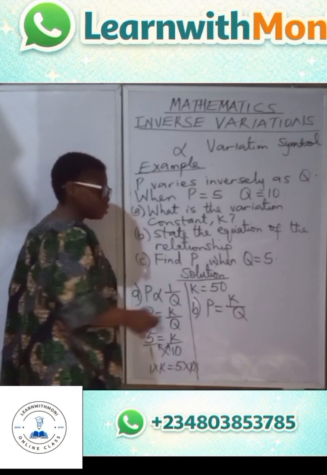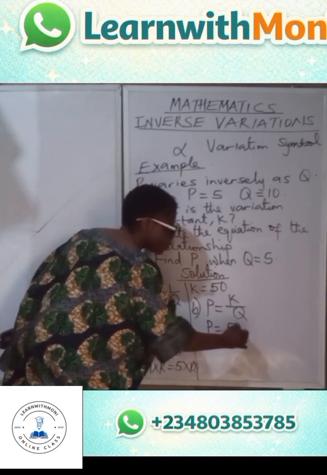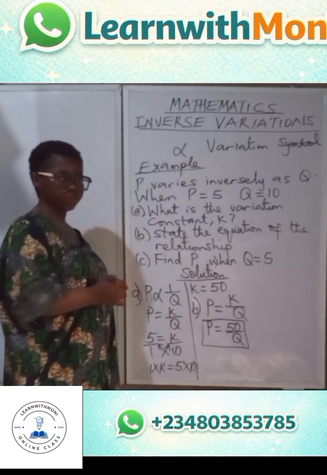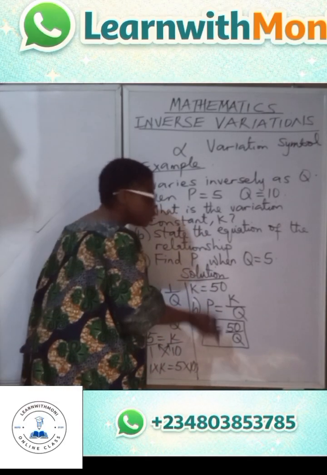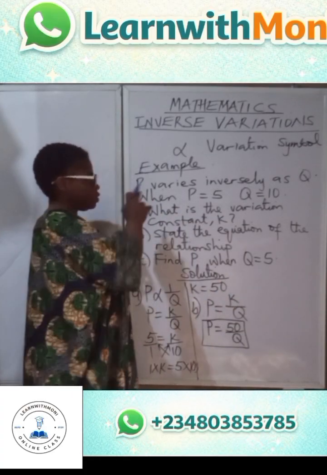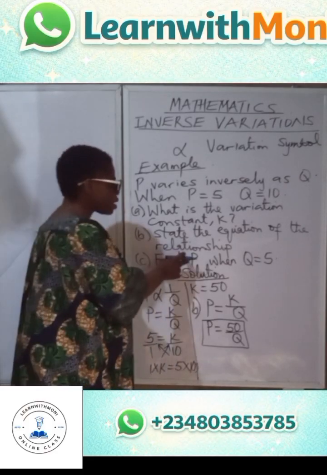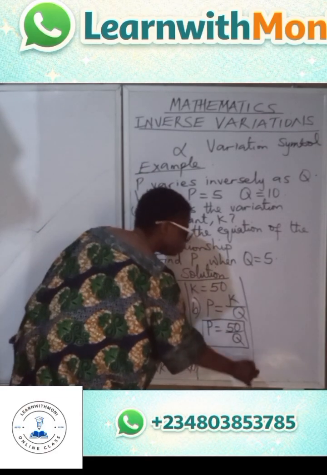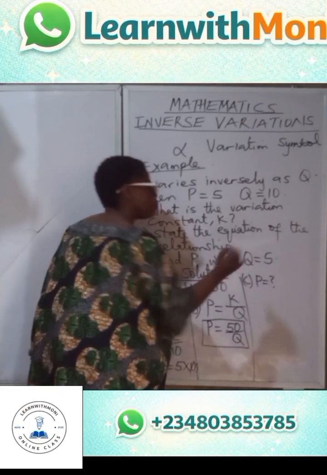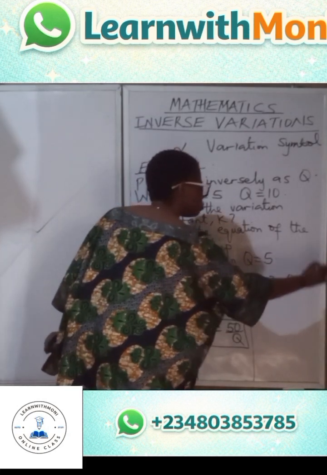Now that we know that K is 50, that means P is equal to 50 over Q. This is the equation of the relationship, and this is the door through which we are going to be solving whatever problem we have on this. So let us solve the C. The C is asking us to find P when Q is 5. What is P when Q is 5?